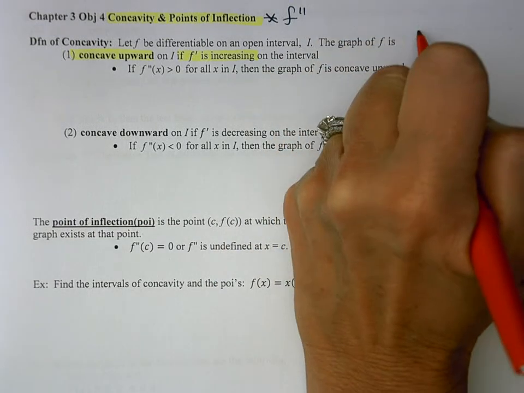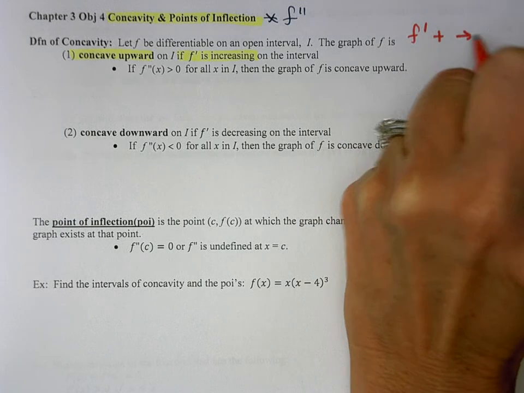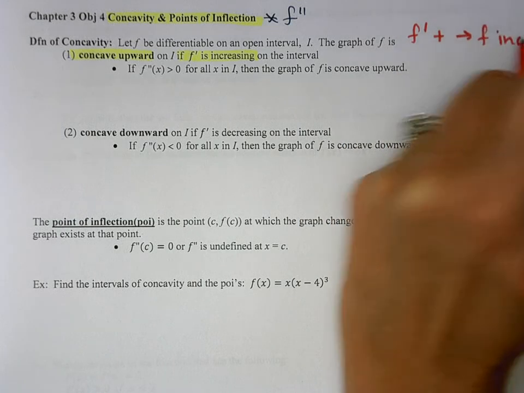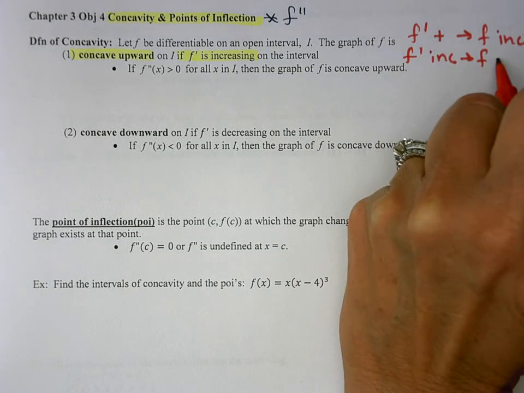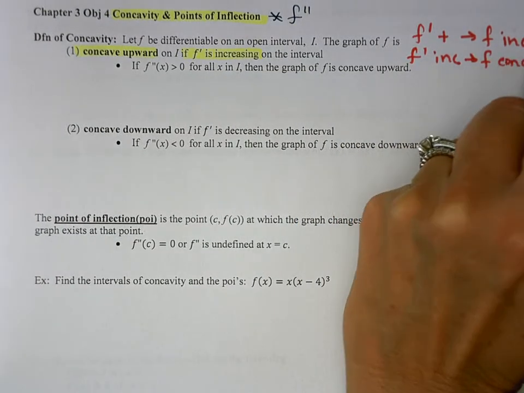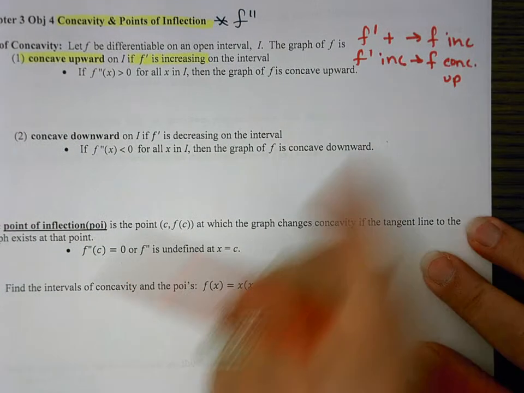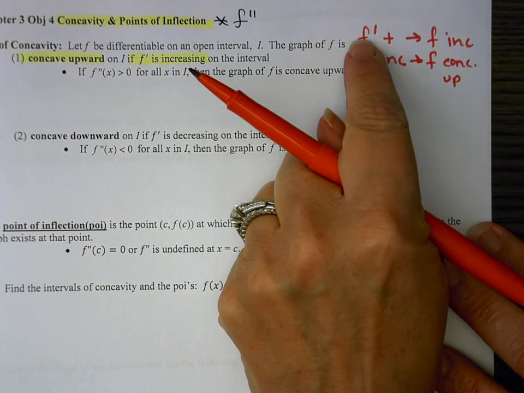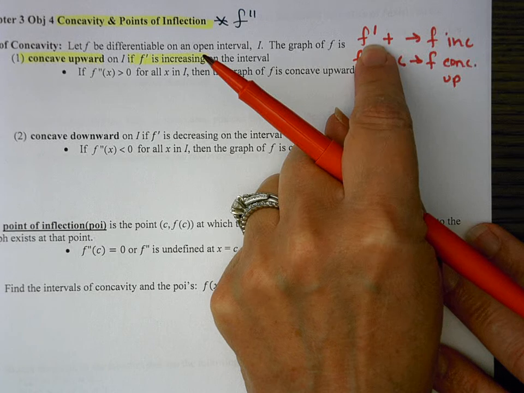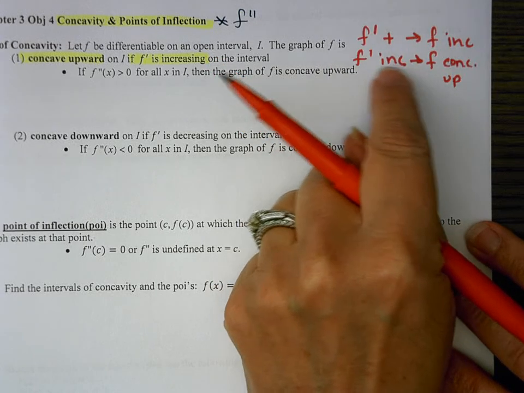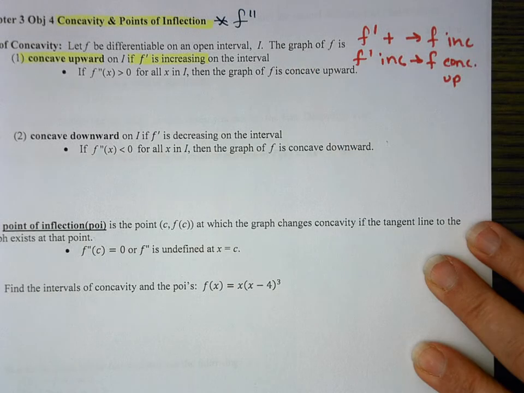Just to make sure we understand that: if f prime is positive, then f is increasing. However, if f prime is increasing, then f is considered concave up. We need to make sure we're using that language appropriately. When we mean the function is increasing, we're going to be saying things like f prime is positive, greater than 0, above the x-axis. But whenever we're talking about f prime increasing, the derivative increasing, then our function is concave up.